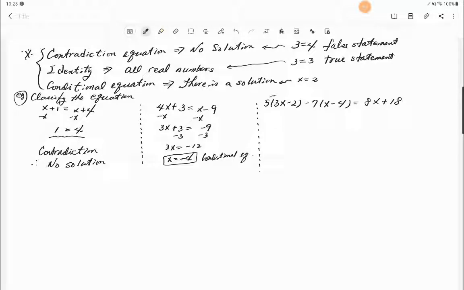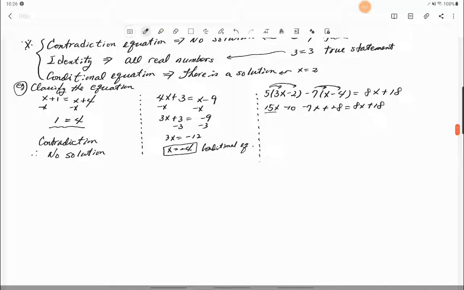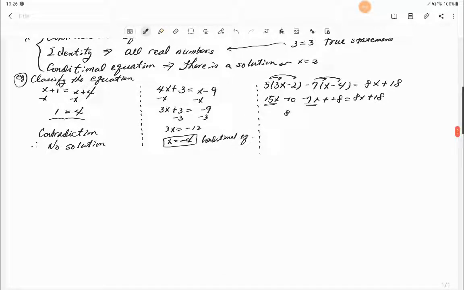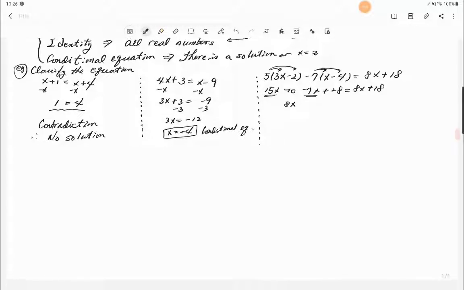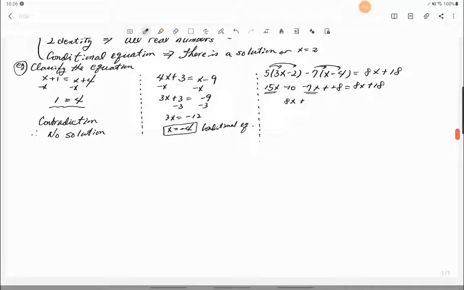So distribute each term inside the parentheses by 5. So 15x minus 10. And distribute next one, so negative 7x. And then plus 28 equals 8x plus 18. All right, then combine the like terms. So 15x and minus 7x will become 8x. The negative 10 plus 28 is plus 18 equals 8x plus 18.